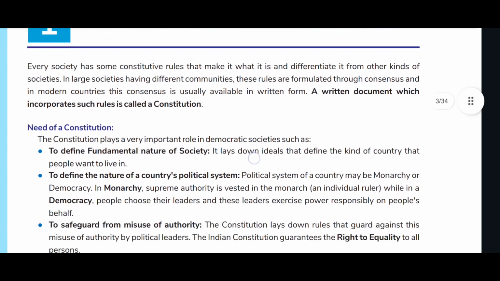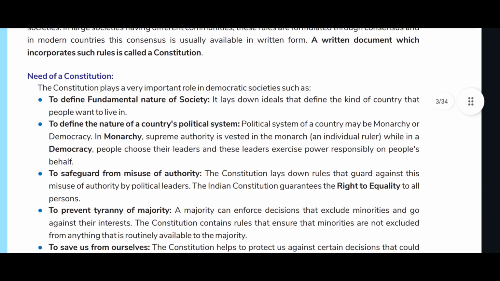Need of constitution. The constitution plays a very important role in democratic societies, such as to define the fundamental nature of society. It lays down ideals that define the kind of country that people want to live in, to define the nature of the country's political system. The political system of a country may be monarchy or democracy. In monarchy, supreme authority is vested in the monarch, an individual ruler, while in a democracy, people choose their leaders and these leaders exercise power responsibly on people's behalf.